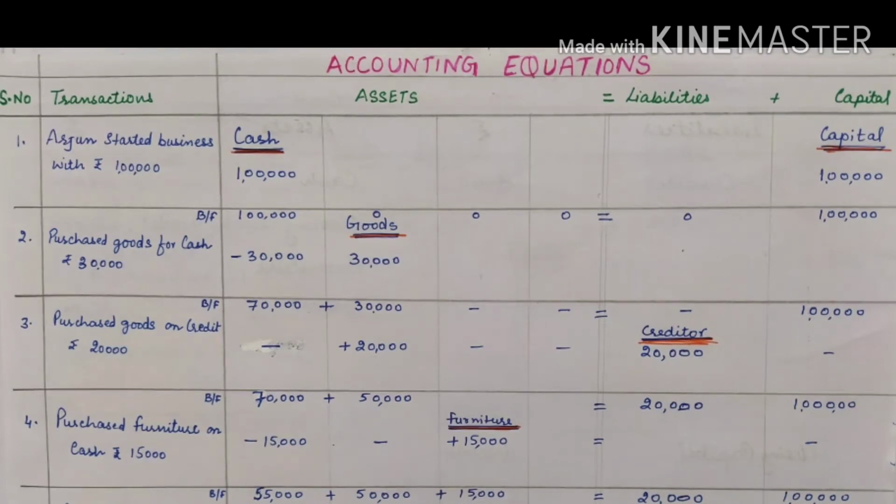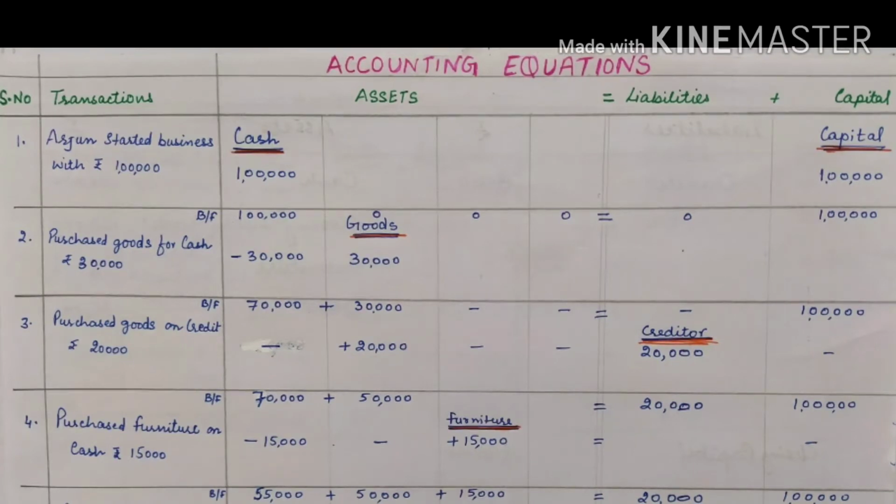Likewise, we come to the next transaction, purchase goods on credit rupees 20,000. Here goods are coming into the business, but not in exchange for cash. This transaction is a credit transaction rather than a cash transaction. Here one account is goods and another one is creditor in the form of liabilities. Goods is a part of assets, so it is shown in the assets, while creditor is a liability, so it is shown on the liability side. Thus the balance of both sides of the equation has become the same.